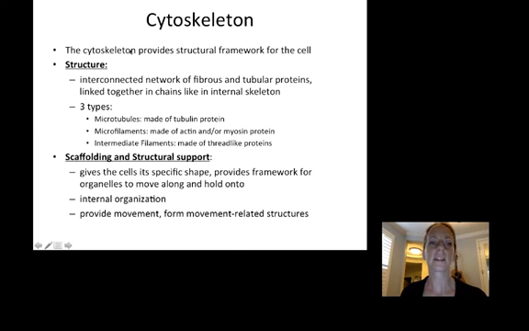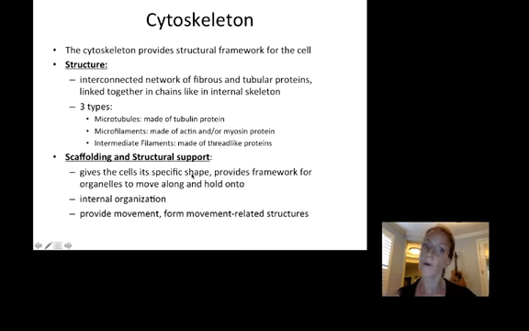The next is the cytoskeleton. Cytoskeleton provides structural framework for the cell. It's often overlooked, but I find the cytoskeleton to be one of the more interesting components of the cell. It's kind of like a little highway. Organelles can move along the cytoskeleton. And also, the cytoskeleton gives cells their very unusual shapes.